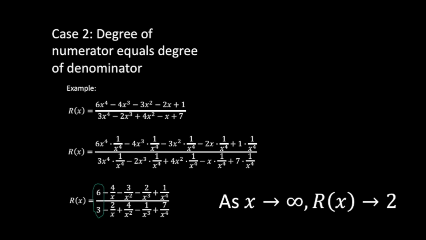So, for example, 6x to the fourth times 1 over x to the fourth is 6. And 3x to the fourth times 1 over x to the fourth is 3. So the result is 6 divided by 3 plus a lot of stuff that you don't need to worry about because it goes to 0. So in this case, as x goes to infinity, y goes to 6 divided by 3, and that's 2. Generally, as x goes to infinity, y goes to the quotient of the coefficients of those two highest degree terms. And that works because the degrees of the numerator and the denominator are the same.